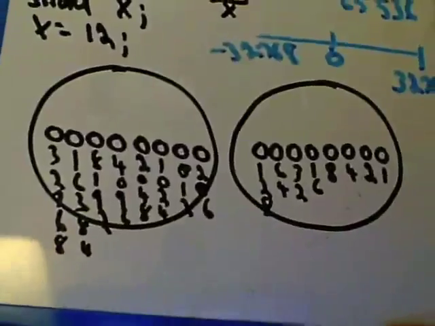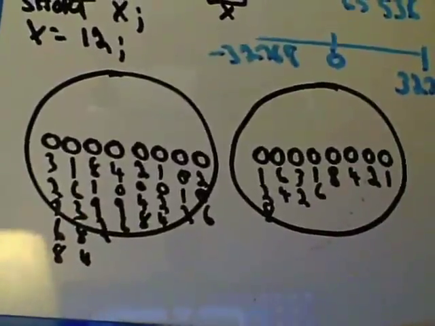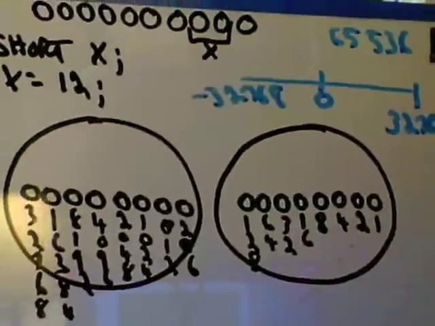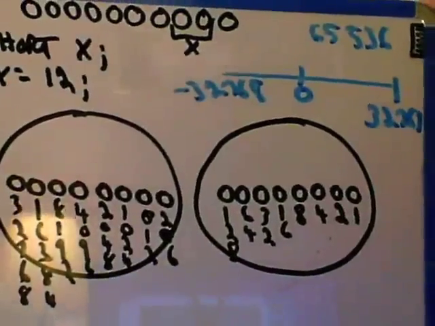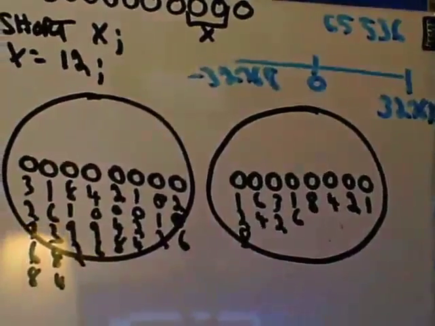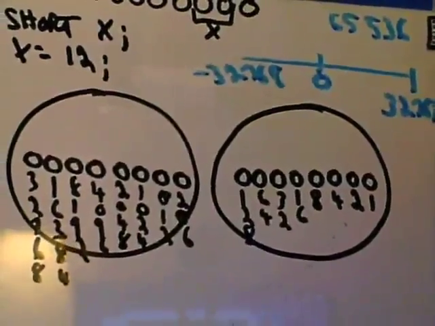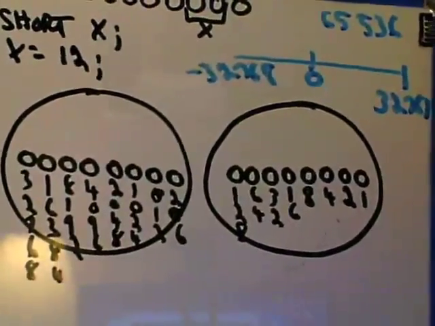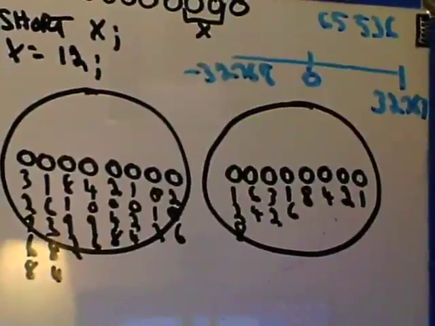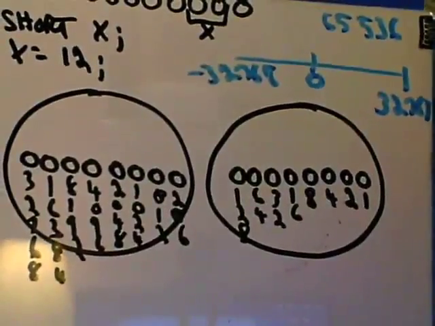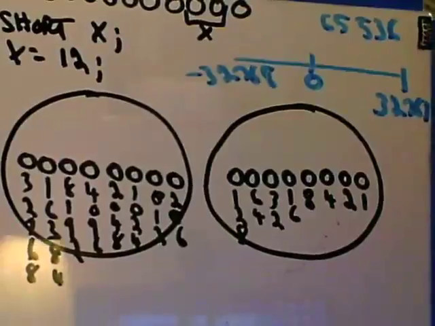Now, to be honest with you, there are a total of 65,536 different ways to configure these 16 wires. And if you take 65,536 and cut it in half, you can only store, if you include 0 through 32,767 to the right, and you can go from 0 to minus 32,768 on the left.